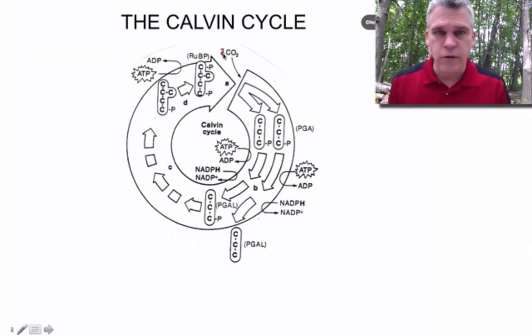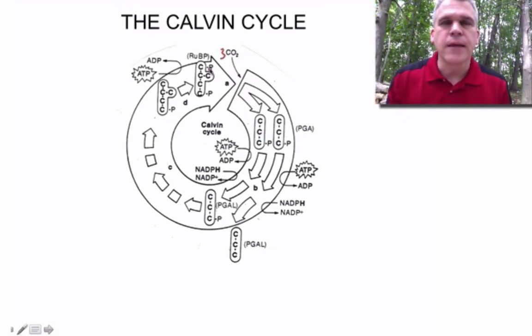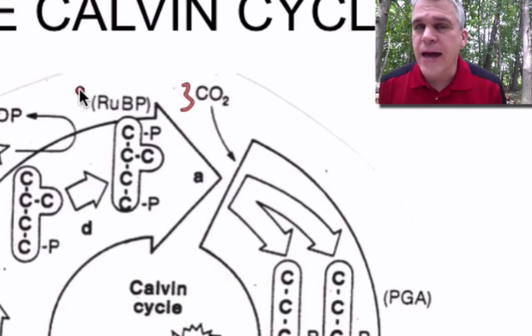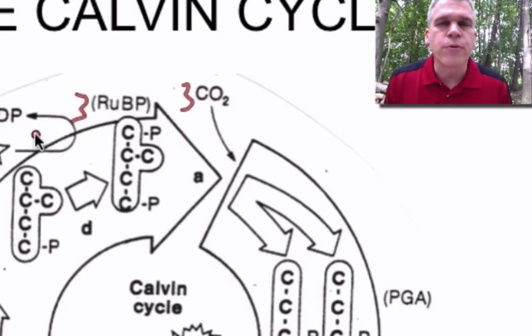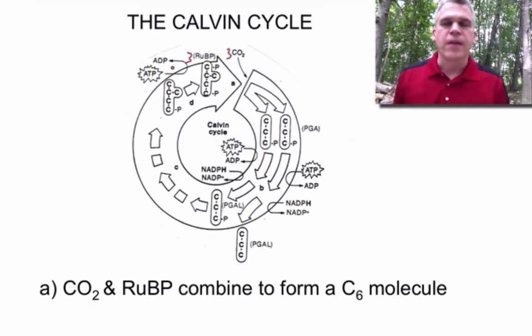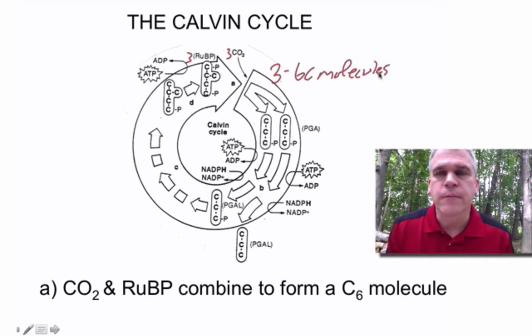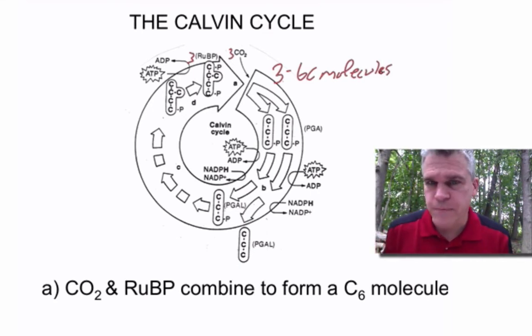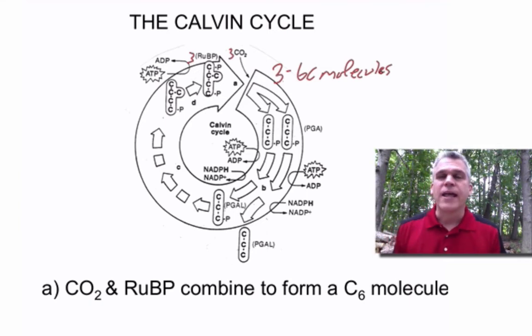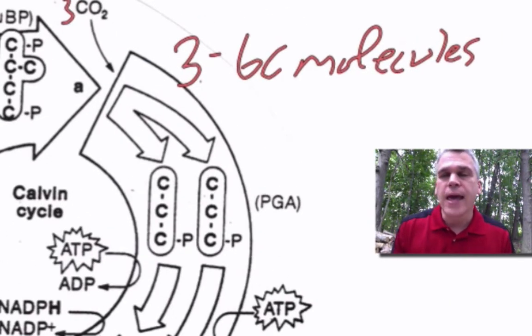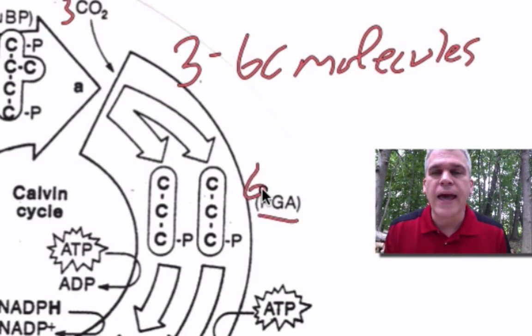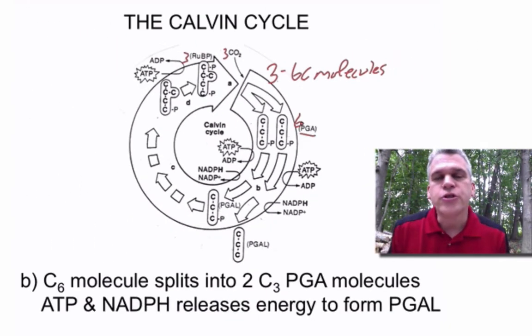In the Calvin cycle, we're going to start with carbon dioxide coming in, and there's actually 3 carbon dioxides that are going to be used along with 3 of these RuBPs, or ribulose bisphosphate, and it's going to form a 6-carbon molecule, and specifically it's going to form 3 of those 6-carbon molecules. This is known as carbon fixation. Now immediately an enzyme is going to come along and it's going to break that 6-carbon molecule into 2 PGA molecules. What we really have then are 6 PGA molecules.